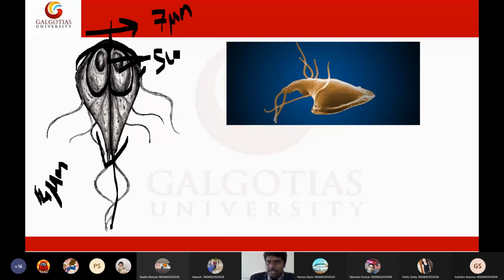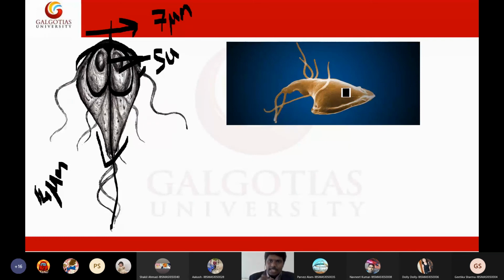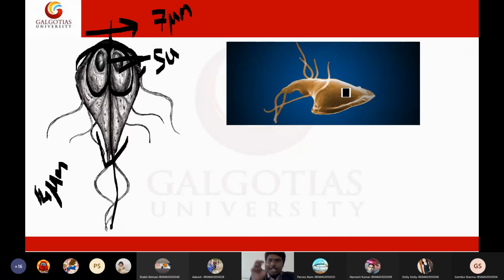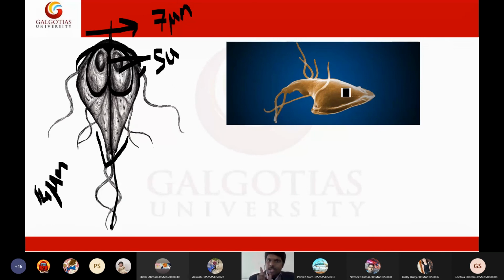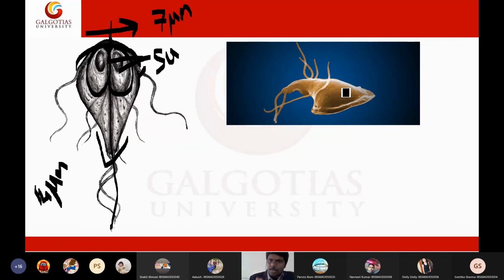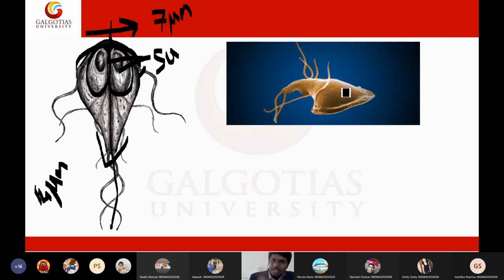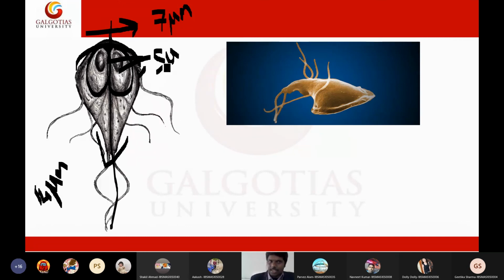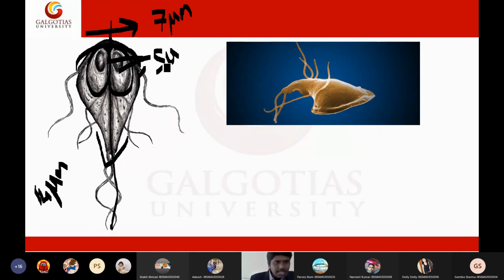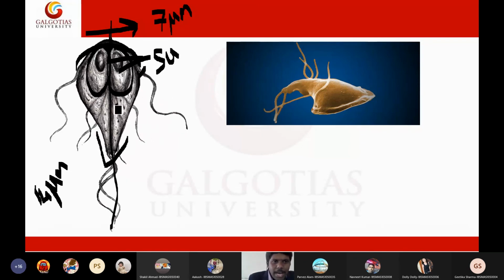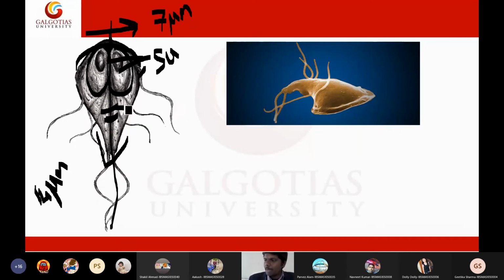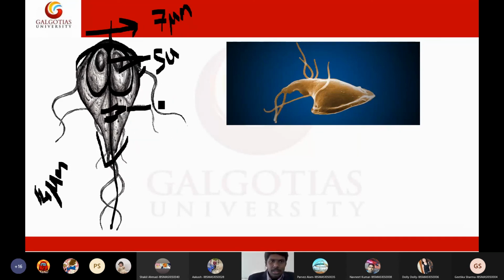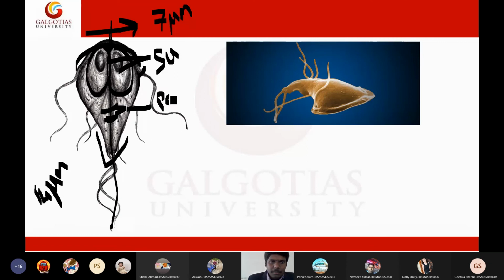With the help of this sucking disc only, it will attach to the wall of the intestine, especially in the duodenum and the jejunum. So it will stick to the duodenal and jejunal intestinal wall with the help of the sucking disc. Then it has another interesting feature, which is the presence of parabasal bodies. It has two parabasal bodies here.